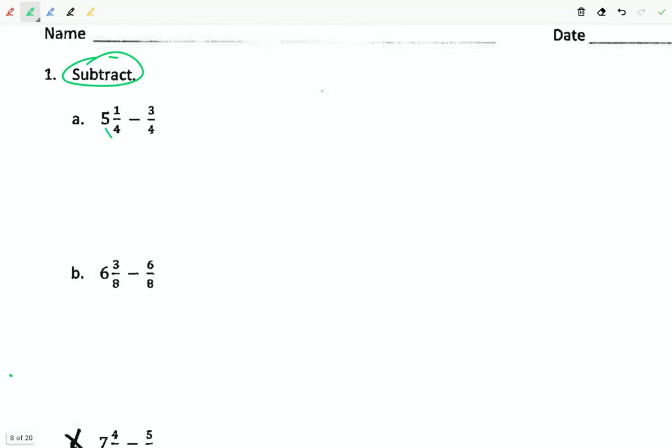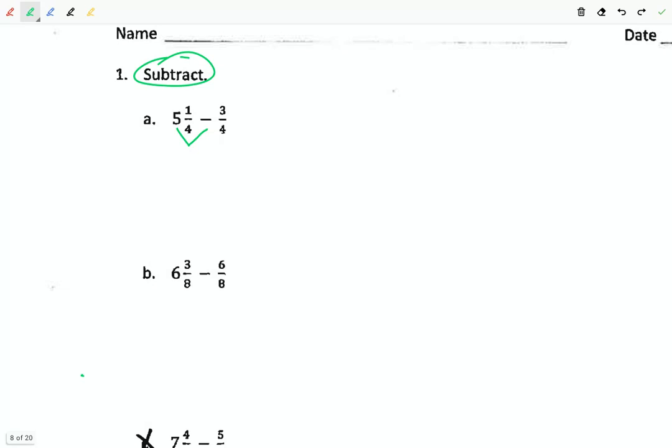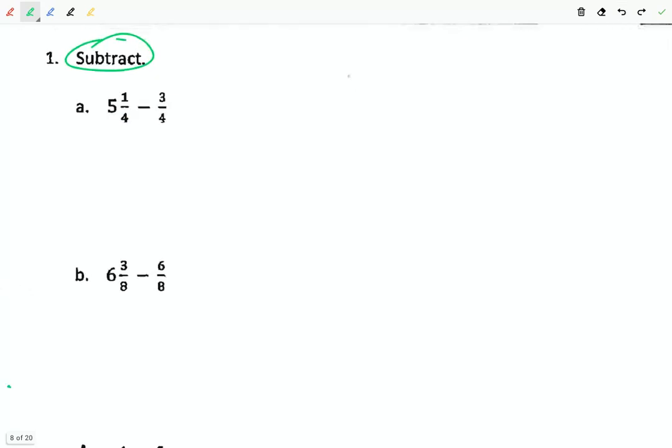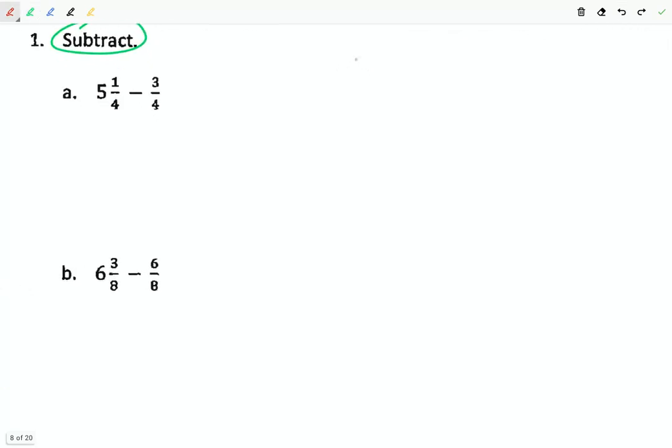And there is, because 5 minus 0, you can do that, but then 1 minus 3 is not possible because 1 is smaller than 3. So then let's decompose 5 and let's borrow 1 whole from 5, which is going to leave us with 4 aside. And then the one that we're borrowing, you guys already know it. We write it as a fraction, which would be 4/4 since we're working with fourths.